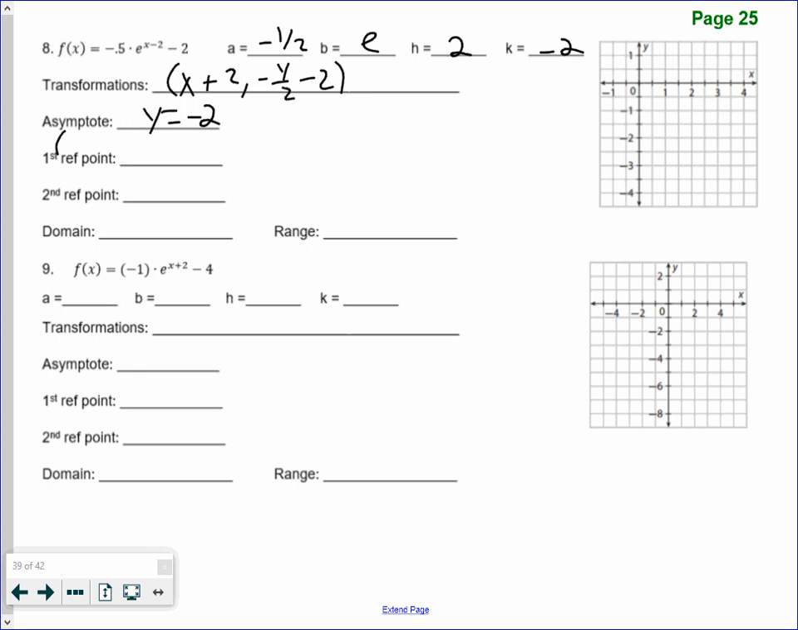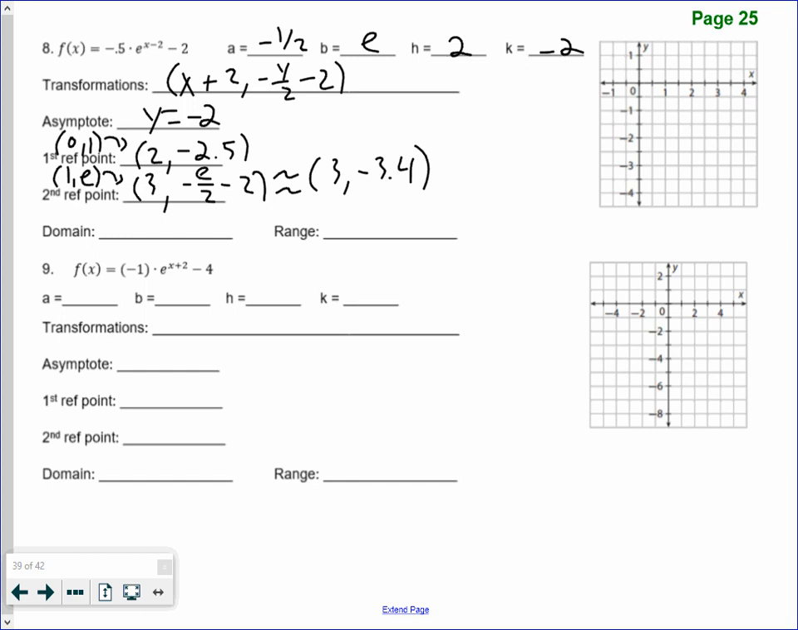Our first reference point is going to come from 0, 1. And we plug that into the function, we get 2, and negative 1/2 minus 2 is negative 2.5. And then the second reference point, that's coming from our 1, comma e. You plug that in, you get 3, comma negative e over 2 minus 2. And that's going to give you approximately 3, comma negative 3.4. That's approximately what negative e over 2 minus 2 is.